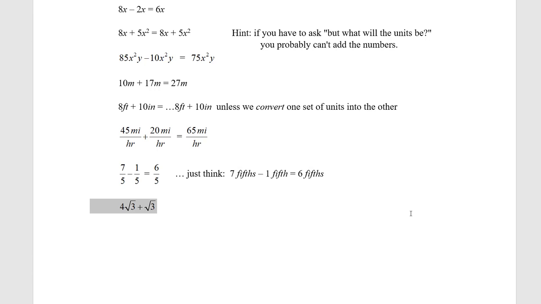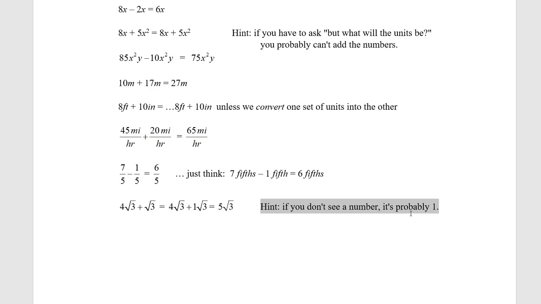It works for radicals, square roots. 4 square root of 3 plus square root of 3. Now it might be a little tricky. You're like, wait, how many square root of 3's in the second one? That's 4 square root of 3 plus 1 square root of 3, or 5 square root of 3. This works for anything. Works all the time. Now in this particular case, we have the case where if the number is not written down, it's probably 1.